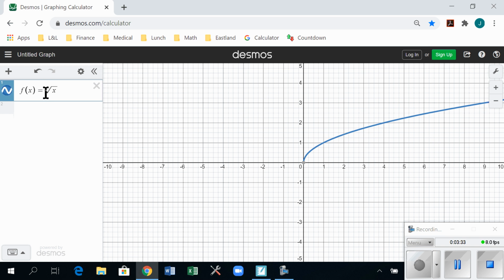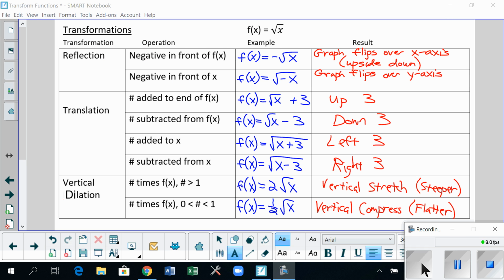Watch what happens as I add a negative sign. If I put a negative sign in front of the square root, that's going to flip it upside down. Likewise, if I put a negative sign inside of the square root right in front of the x, that will actually reflect it over the y-axis. And yes, you could actually do both at the same time if you wanted to. You could have a negative in both positions. That would flip it over the y-axis and flip it over the x-axis.